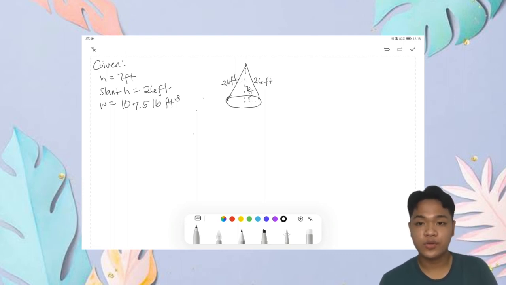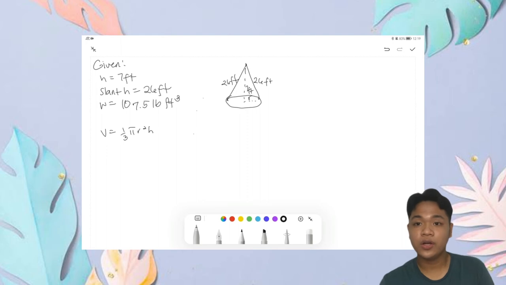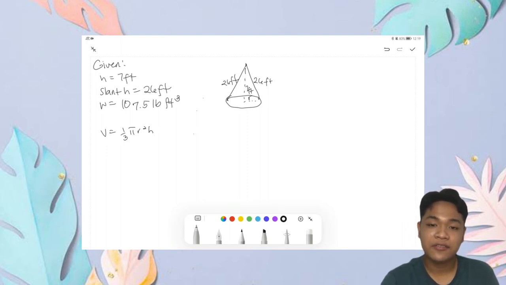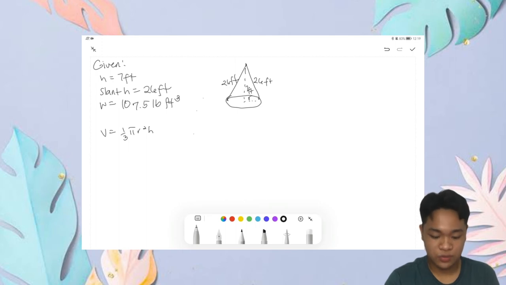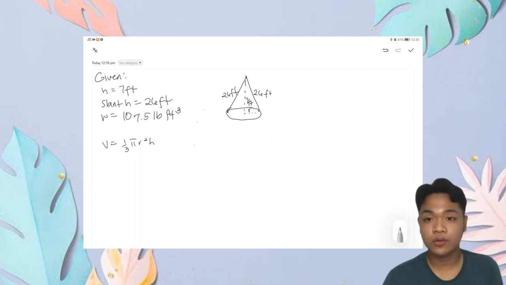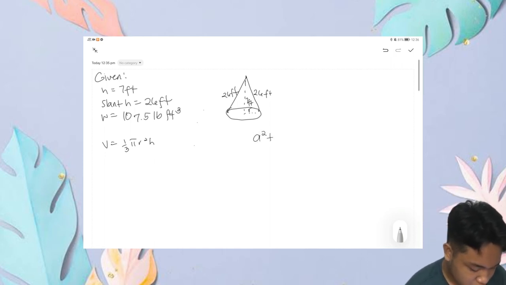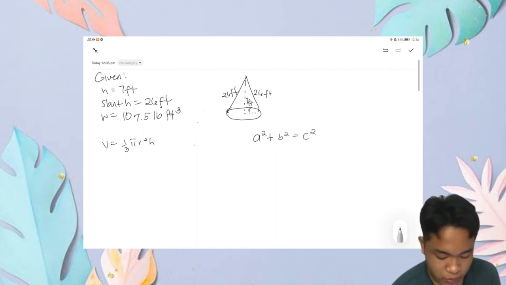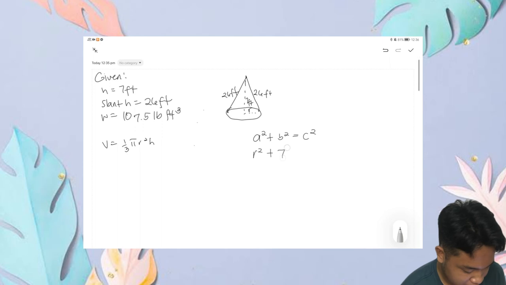So the formula that we are going to use for cones is volume equals 1/3 multiplied by pi r squared times height. So if we look at our formula, we don't have yet our radius. So before we move on, let us first solve and look for our radius. In finding our radius, we are going to use the Pythagorean theorem, which is a squared plus b squared equals c squared. So our radius will be the opposite side. Our height will be the adjacent side. And our slant height will be the hypotenuse.